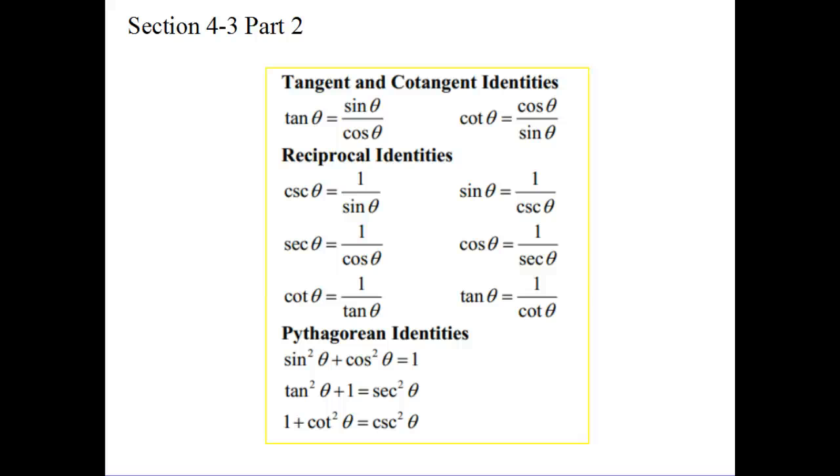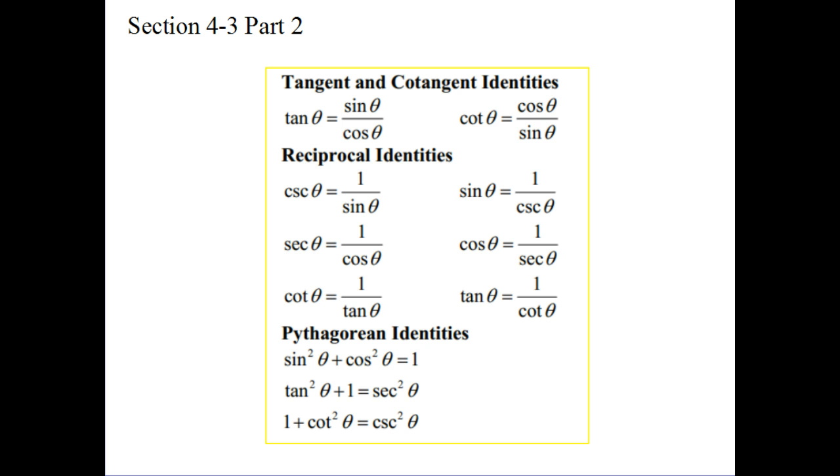Welcome to section 4-3 part 2, and in this video we're going to look at some of the homework problems in the second half of section 3. In order to do this, we're going to need to use our trig identities. You should have gotten these from the notes that you took in class, or maybe you're seeing them for the first time now, but this will be on your trig identity sheet, and some definitions that you need to know.